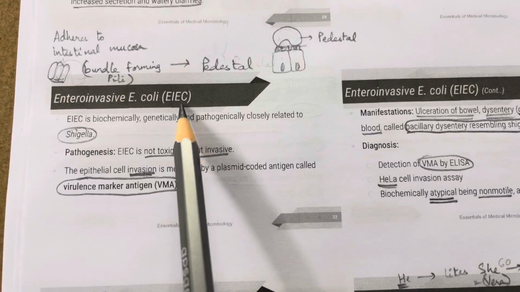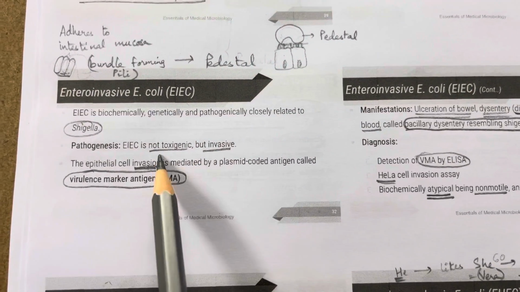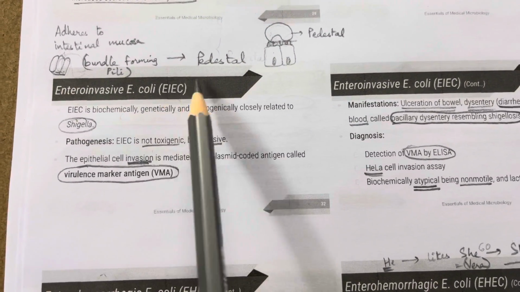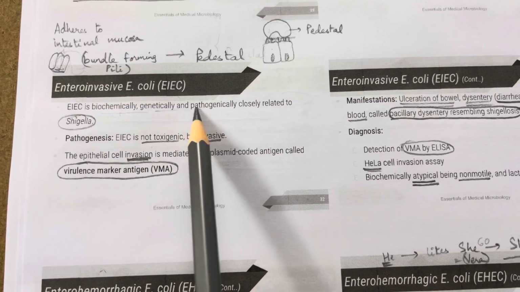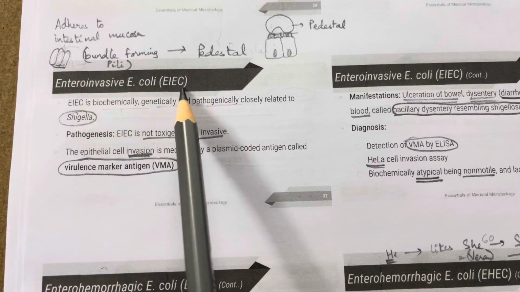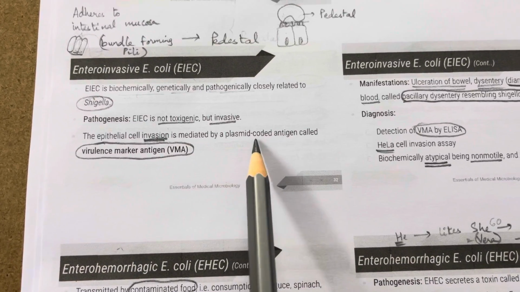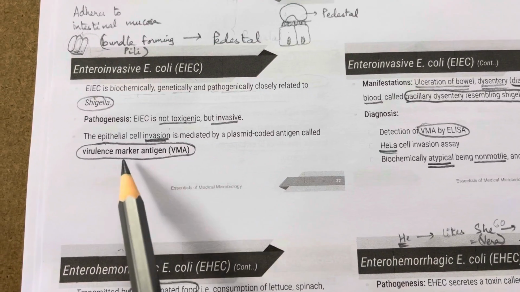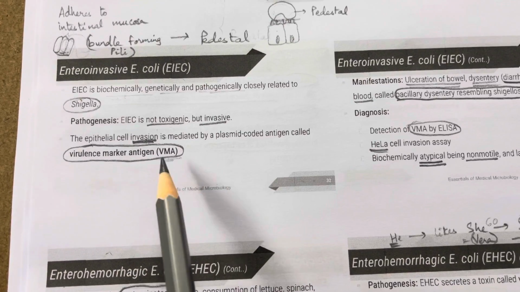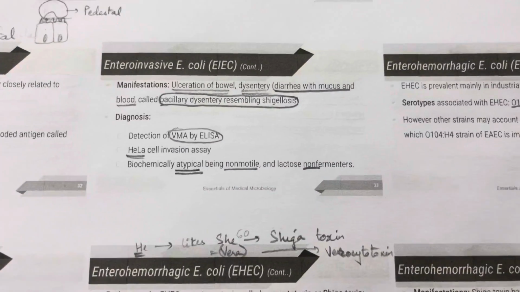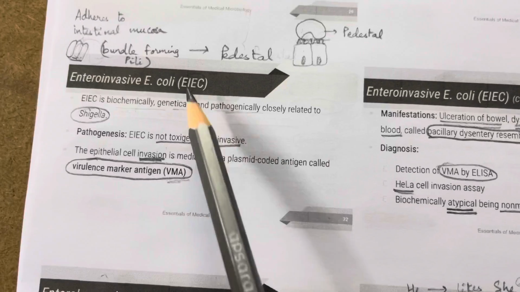Moving on to enteroinvasive, it is invasive but not toxigenic. So because T is not there in the name. So it is biochemically, genetically and pathogenically closely related to Shigella. Okay. So the epithelial cell invasion is mediated by a plasmid coded antigen called virulence marker antigen or VMA. So invasive, it is virulent, right? So virulence marker antigen VMA.